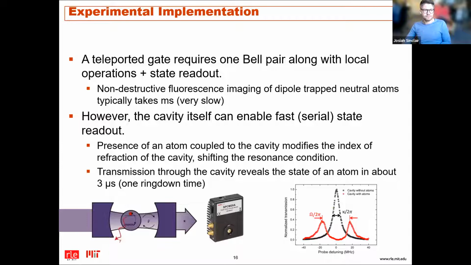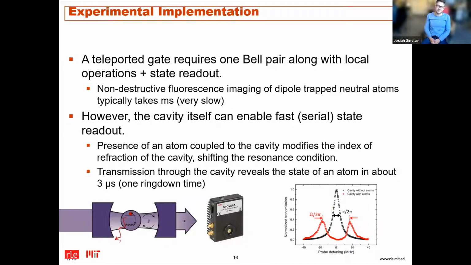Okay, so the teleported gate requires 1 Bell pair along with local operations of state readout. And the state readout is pretty important, right? And as Noah was right to ask, how do we do that? So this is actually a tricky thing for Rydberg atoms because non-destructive fluorescence imaging of dipole trap neutral atoms typically takes milliseconds, very, very slow in order to not basically blast them out of the trap. That's kind of a no-go for us because we don't want to wait milliseconds to see if our entanglement succeeded if it's going to fail half the time.